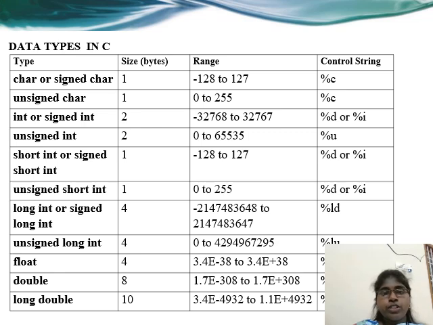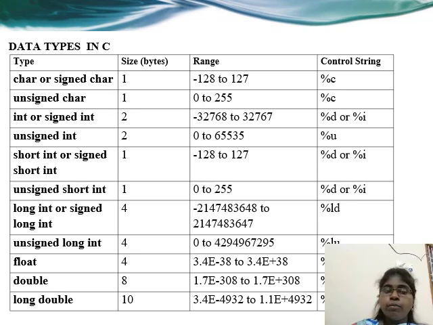This is the representation of how the data can be stored in the computer memory. It shows the size in bytes, the ranges, and what control strings are used in the data to represent a program. First one is character, using one byte, and the control string is percentage c. Then integer uses 2 bytes, and the control string is percentage i or percentage d. Unsigned uses the control string percentage u.